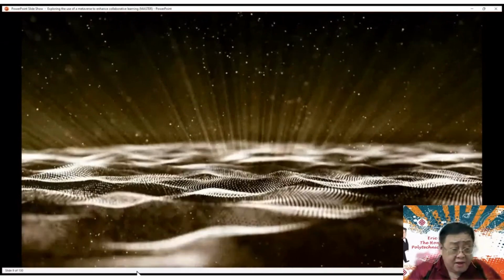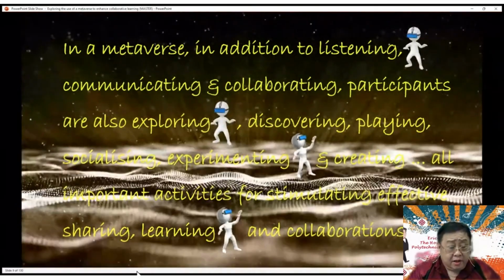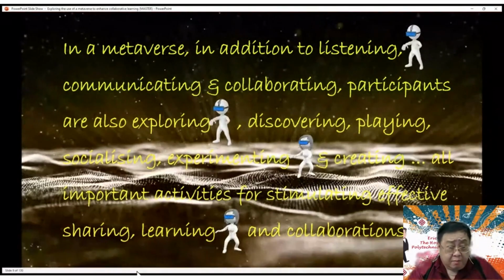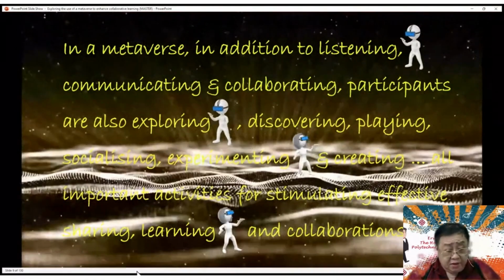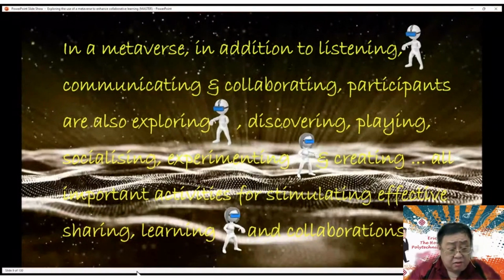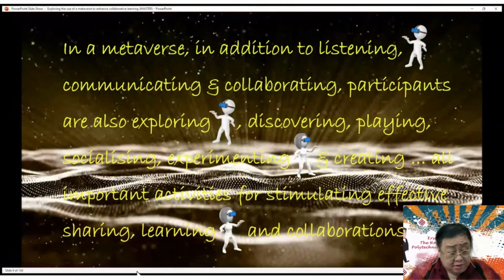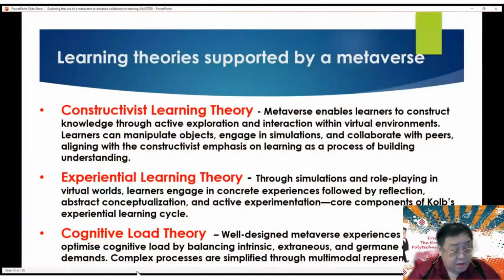So that said, at least I'm led to believe that in the metaverse, with regard to learning, a learner can listen, communicate, collaborate with others, and they can also explore, discover, play, socialize, experiment, and also create important activities in order to stimulate effective sharing, learning, and collaboration. Now that is very, very powerful in terms of learning, because as I said earlier, a metaverse not only can parallel in a virtual way what we have in the physical world, but it can do more. You can mix physical and virtual things.